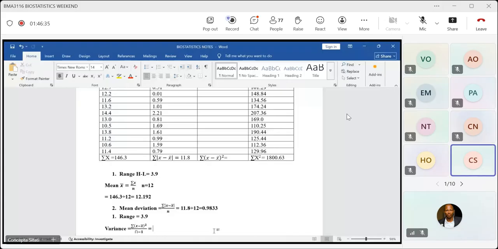How many people have got the answer? Sasa andika hiyo formula hapa. Let me bring it down.